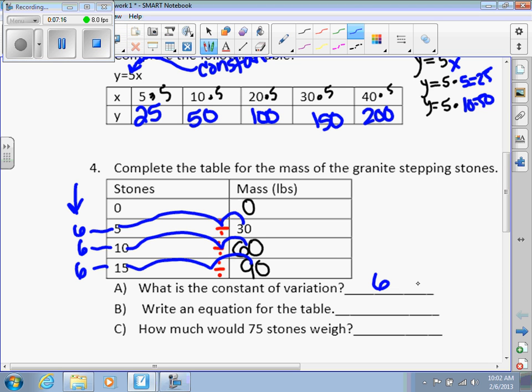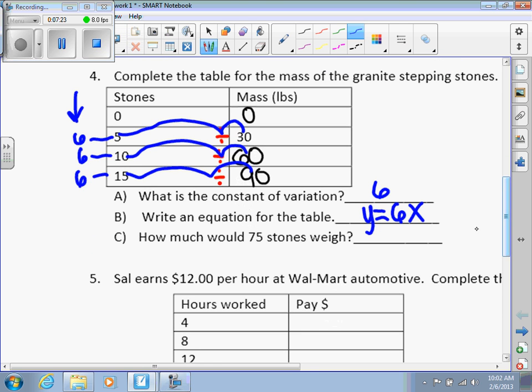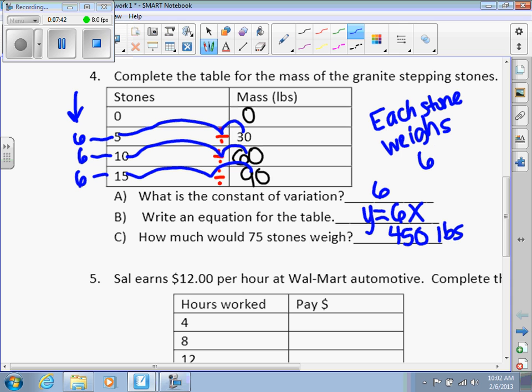Write the equation for the table. So what would I put? Y equals 6x. Good. Okay, next. How much would 75 stones weigh? 450 pounds. Because each one weighs how much? Each stone weighs 6 pounds. So if I have 75 of them, I'd multiply, that gives me my 450.